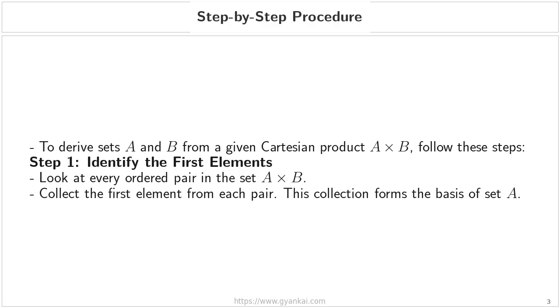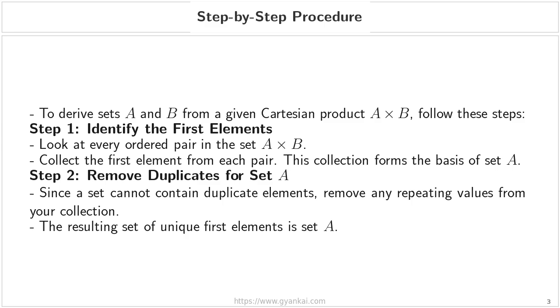First, let's look at step 1, which is to identify the first elements. To do this, you'll want to scan through every single ordered pair within the set A cross B. Your goal here is to simply pick out the first element from every pair and gather them together. This initial collection will serve as the foundation for what will eventually become set A.